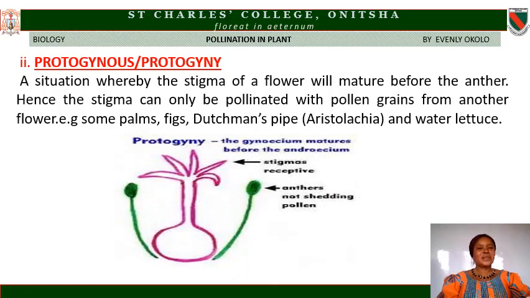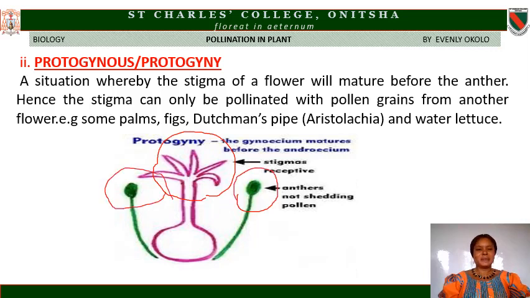Another one is protogyny or protogynous. It's a situation whereby the stigma of a flower will mature before the anther. Hence, the stigma can only be pollinated with pollen grains from another flower. Examples are some palms, Dutchman's pipe, that is Aristolochia, and water lettuce. Now let's see the structure here. It's an example of protogyny. Here, the stigma is matured, waiting for the pollen grains so that the pollination will take place. But the anther is not matured in order to release the pollen grains.